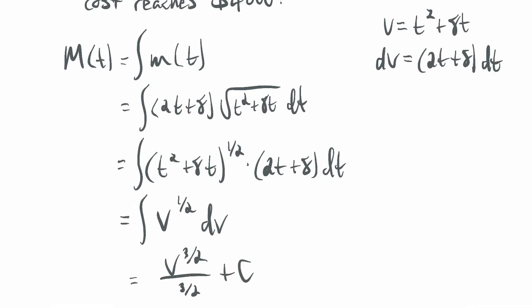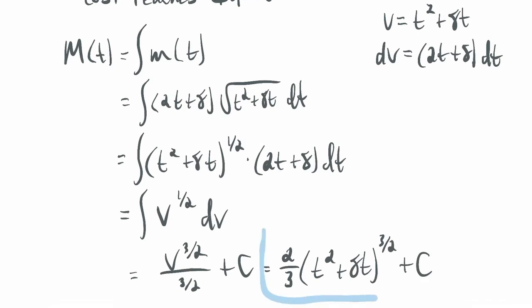And I'm also going to replace v, put t squared plus 8t back in. So this equals 2/3 times t squared plus 8t to the 3/2 power plus c. Okay, so there is my maintenance cost function.